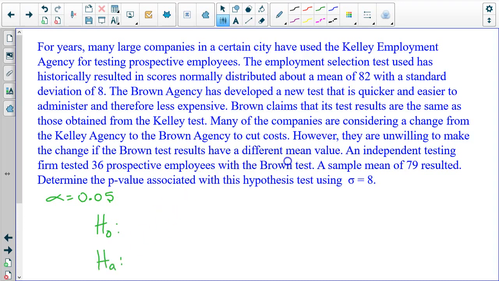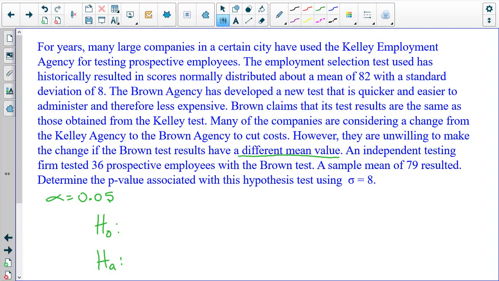It says the Brown Agency has developed a new test that is quicker and easier to administer and therefore less expensive. Brown claims that its test results are the same as those obtained from the Kelly test. Many of the companies are considering a change from the Kelly Agency to the Brown Agency to cut costs. However, they are unwilling to make the change if the Brown test results have a different mean value. So the person would be the researcher. An independent testing firm tested 36 prospective employees with the Brown test and got a sample mean of 79.